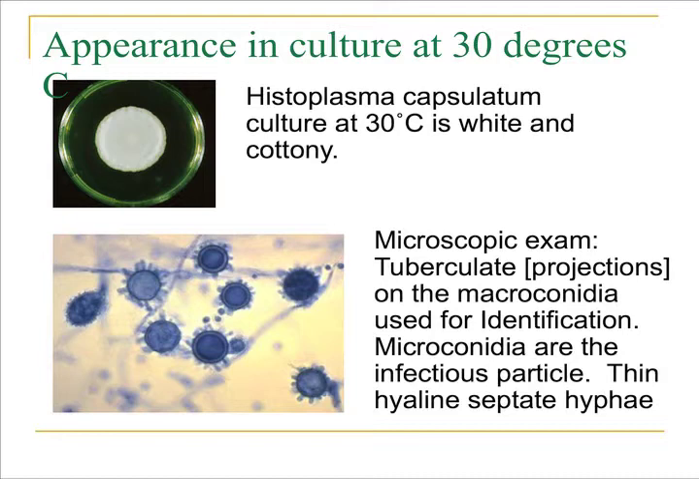On the next slide, you see the appearance in culture at 35 degrees centigrade. This is the yeast phase of the organism growing at this temperature. If you were to look at this microscopically, this yeast cell would be small and round to oval, consistent in size and shape of about 2 to 4 microns in size, and it has a narrow neck bud.